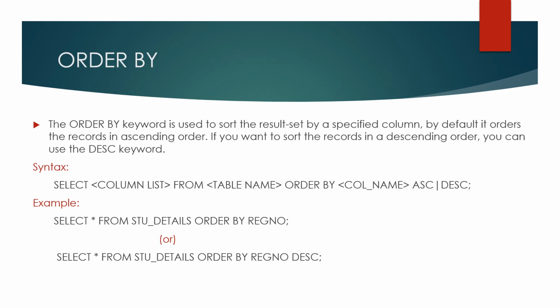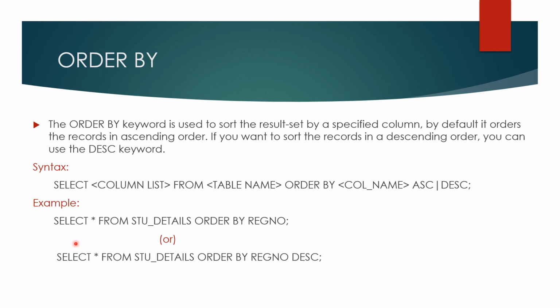Order by. The order by keyword is used to sort the result set by a specified column in ascending or descending order. Here is the syntax. Select column list from table name, order by column name, ascending or descending. You have to specify whether you want to display it in ascending order or descending order. Okay. Here is an example. Select star from student details, order by register number.